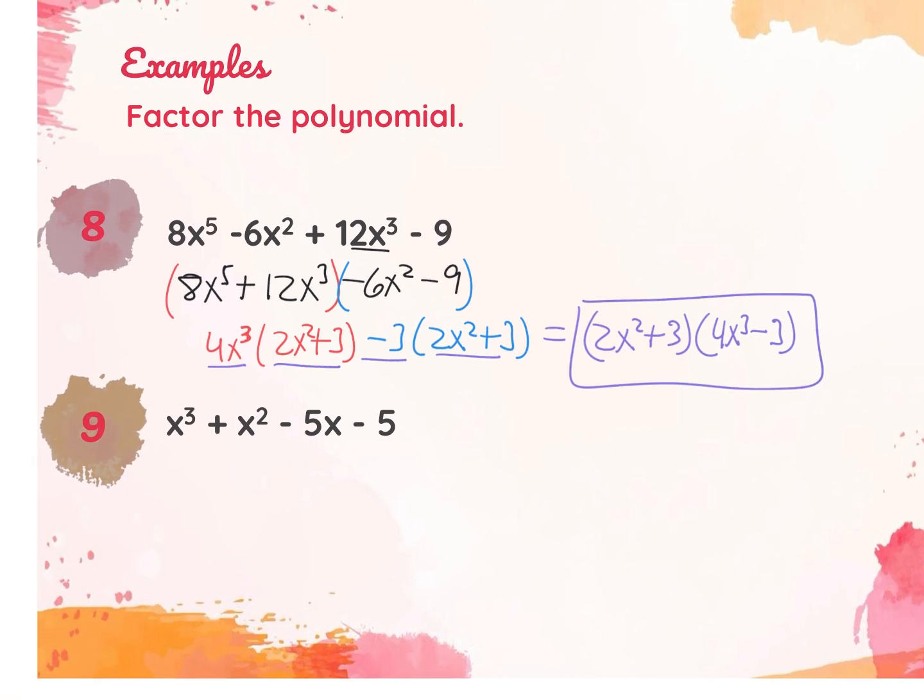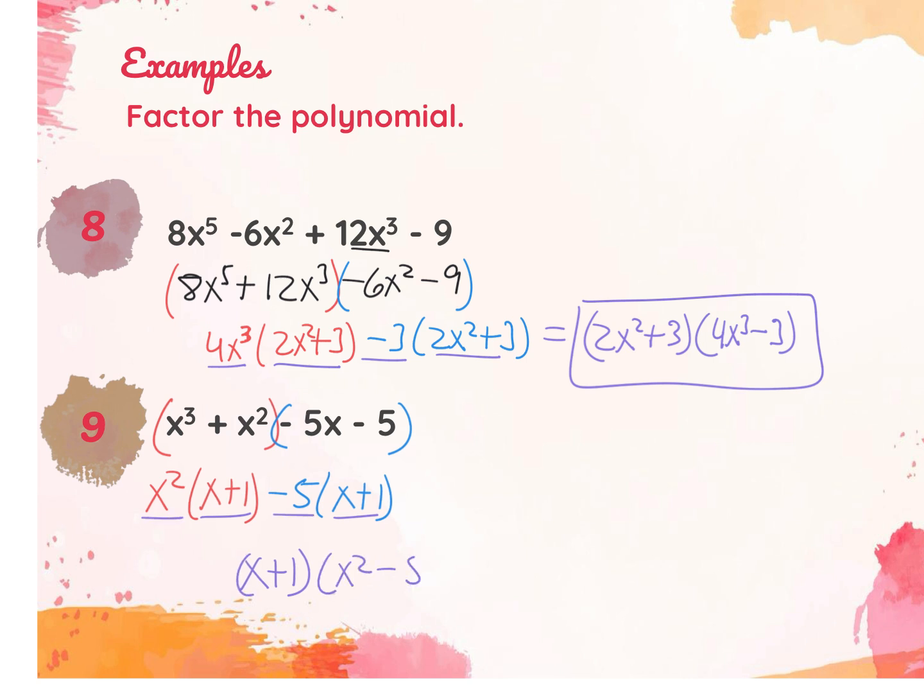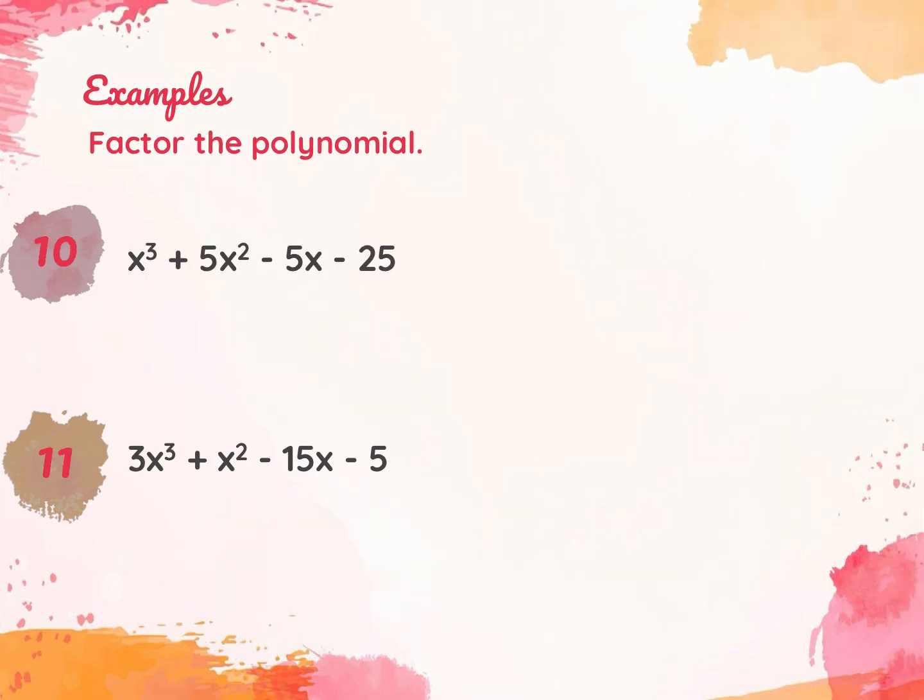Now with number 9, same exact idea, 4 terms. It's in standard form. I'm going to group the first 2 and then group the second 2. From the first group, I can take out an x squared. We're left with an x plus 1. From our second group, I can take out a negative 5, and I'm left with an x plus 1. Our parentheses match, so I'm going to pull that out as the GCF, and then x squared minus 5 are left over. Simple as that. Just 2 more examples.